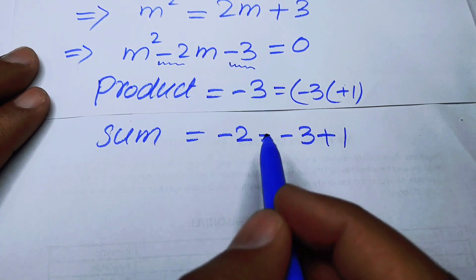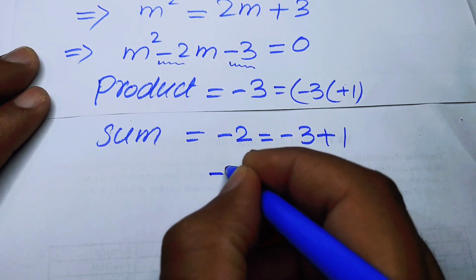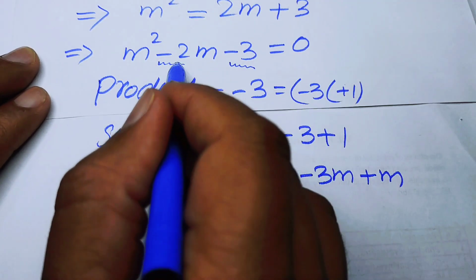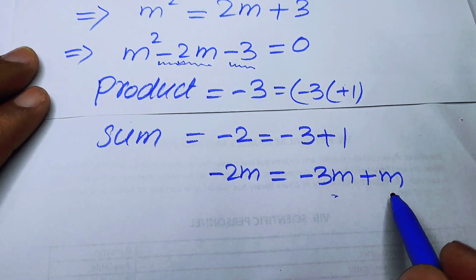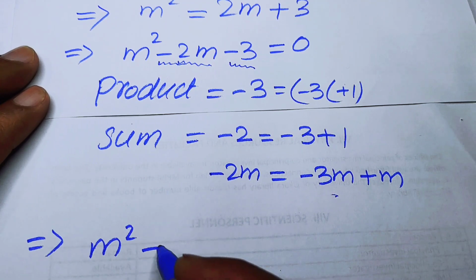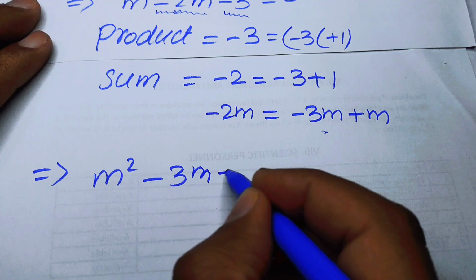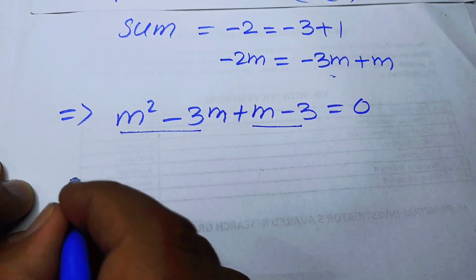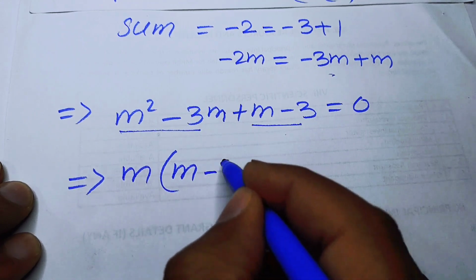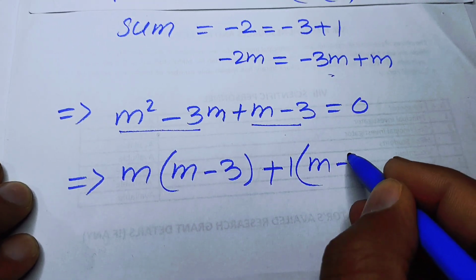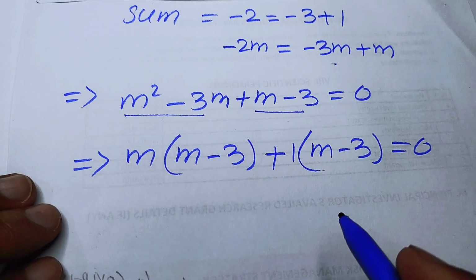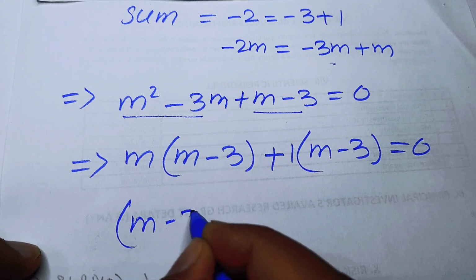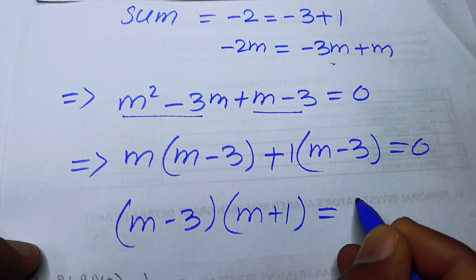So here we have minus 2m, and it will become minus 2m is equal to minus 3m plus m. Now we can replace this minus 2m by minus 3m plus m, and it will become m square minus 3m plus m minus 3 is equal to 0. Now we take common from these terms and this one. Here we take common m and it will become m minus 3. Here we take common plus 1 and it will become m minus 3 is equal to 0. Now we can take common m minus 3 from both of the terms, so that it will become m minus 3 times m plus 1 is equal to 0.